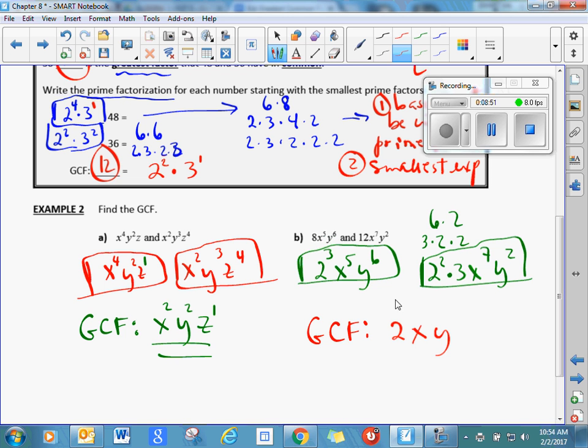All right, now I've got to go back and put the exponents on it. Smallest exponent is 2 squared. Smallest exponent for x is to the 5th. 5 is smaller than 7, and y squared is the smallest exponent. So we need to multiply this out. That's 4. 2 squared is 4. So you're going to simplify this, and that's your GCF.